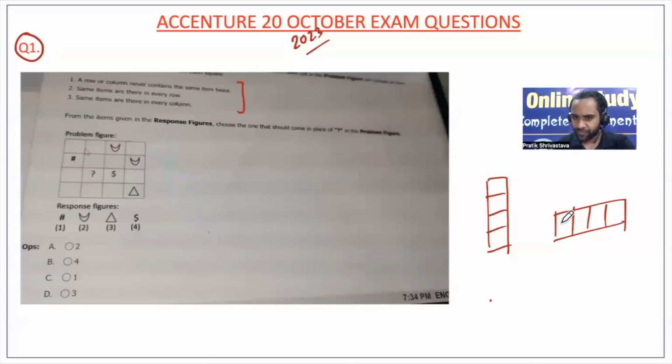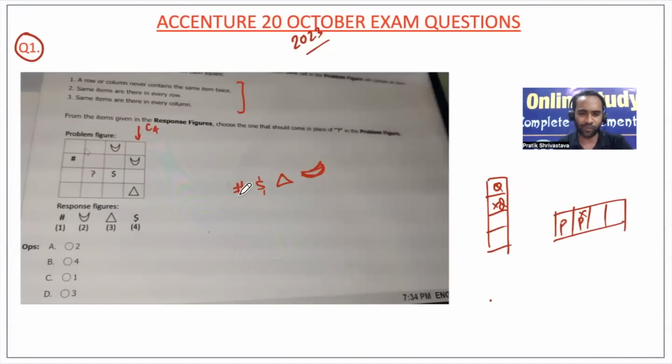So this is a row. Suppose if we have P, then we cannot have P again. Same thing with the column. If we have Q, we cannot have Q again in this particular row. Now, we have four symbols here: we have has, we have dollar, we have triangle, and we have a moon-like symbol.